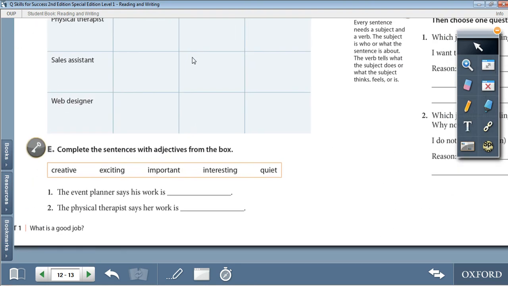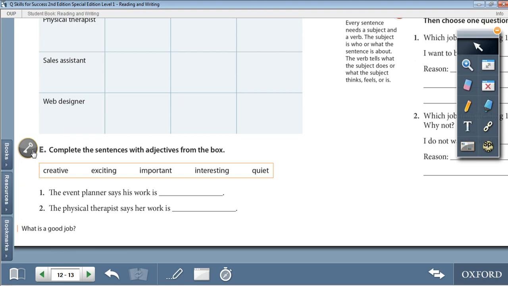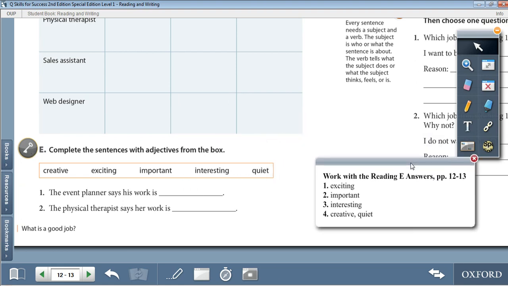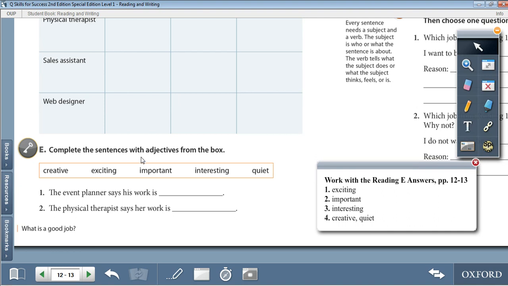Moving on to activity E. In activity E, you need to complete the sentences with adjectives from the box. So, by reading the interviews, you'll be able to use the correct adjective with the right sentence. The event planner says his work is exciting. So, number 1, exciting.